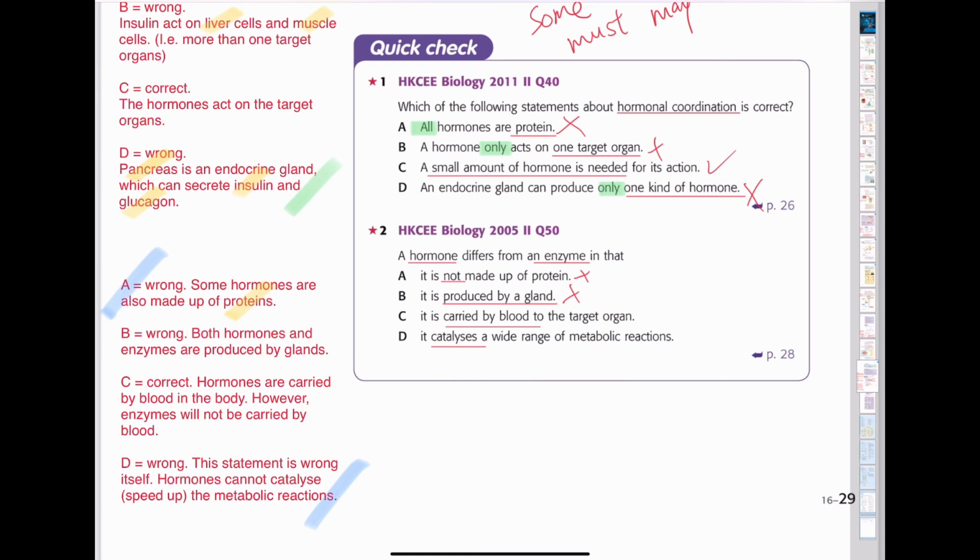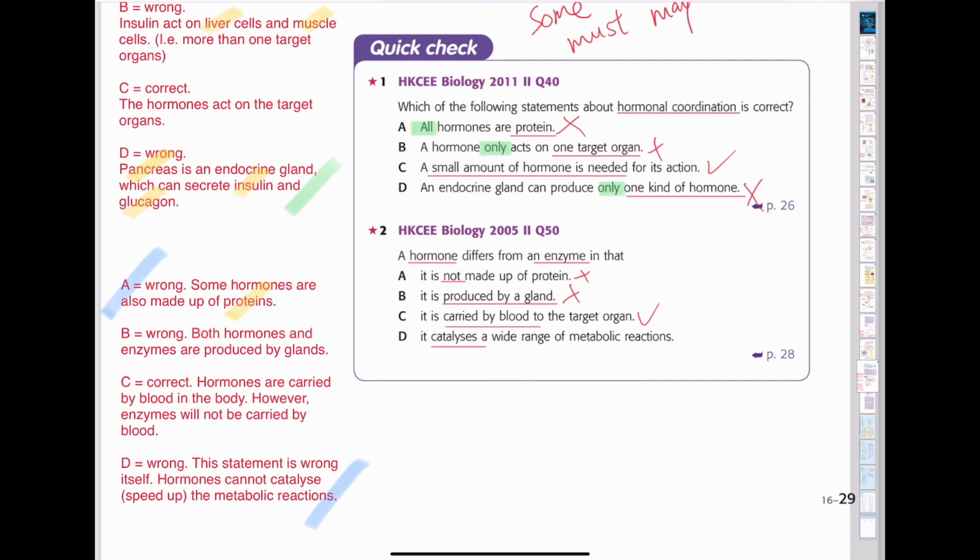And then C, carried by blood to the target organ. It is correct, because for the enzymes, for example the digestive enzymes, you will not expect them to be carried in your blood, because they would digest the protein and lipids in the blood. So it's not very favorable.